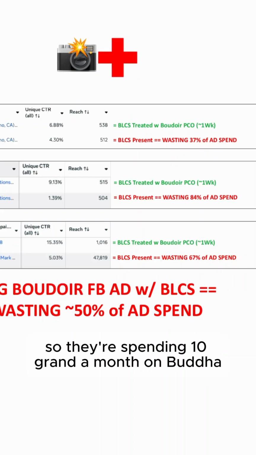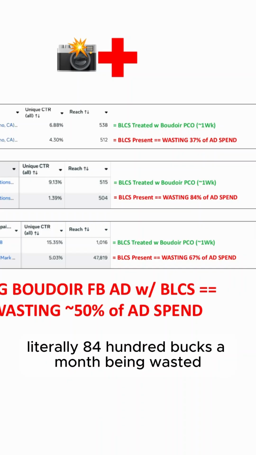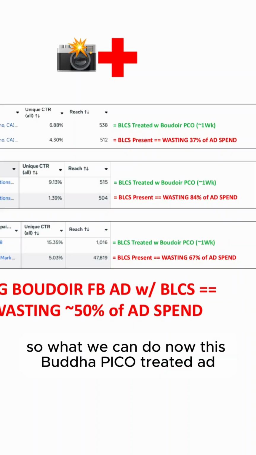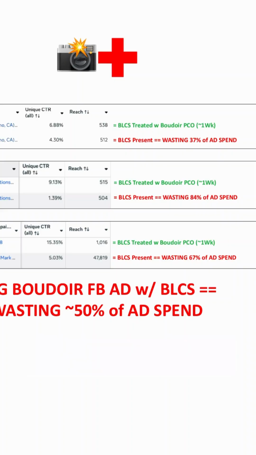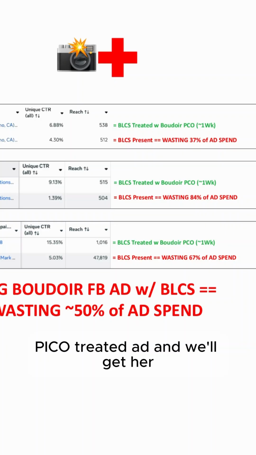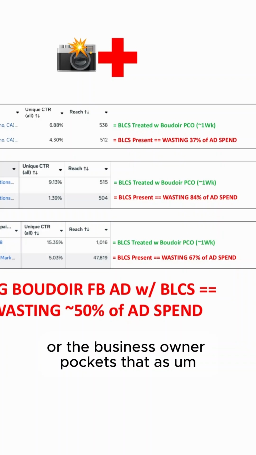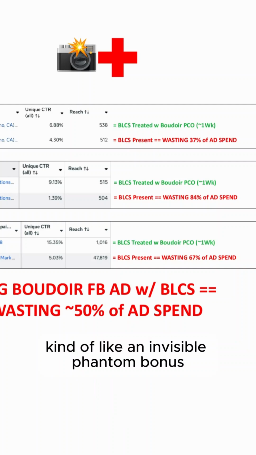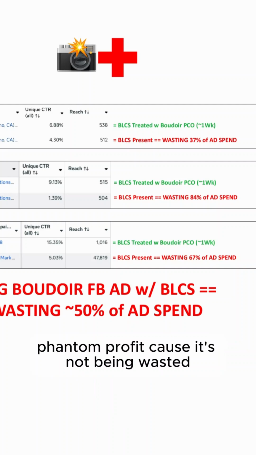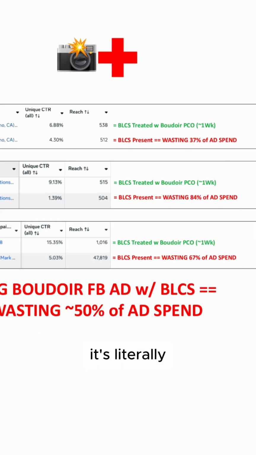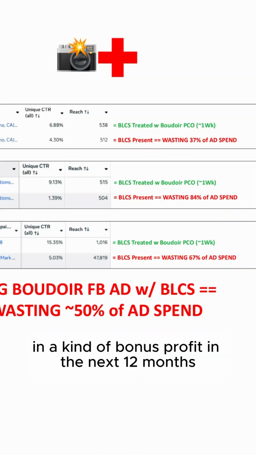So if they're spending 10 grand a month on Boudoir Facebook ads, literally $8,400 a month is being wasted, thrown out the window. So what we can do now with this Boudoir Pico treated ad is eliminate that wasted ad spend, only spend the difference, $1,600 a month on the Boudoir Pico treated ad, and we'll get our ad into the same number of women's brains as the original at 10 grand a month spend. So massive gains there, and the business owner pockets that $8,400 as kind of like an invisible phantom bonus, phantom profit, because it's not being wasted. It's literally something like 100 grand in bonus profit in the next 12 months.